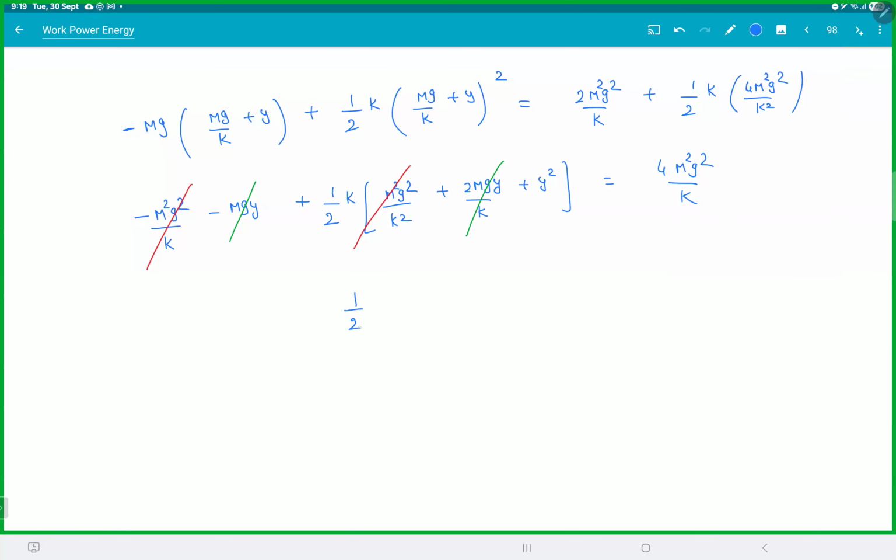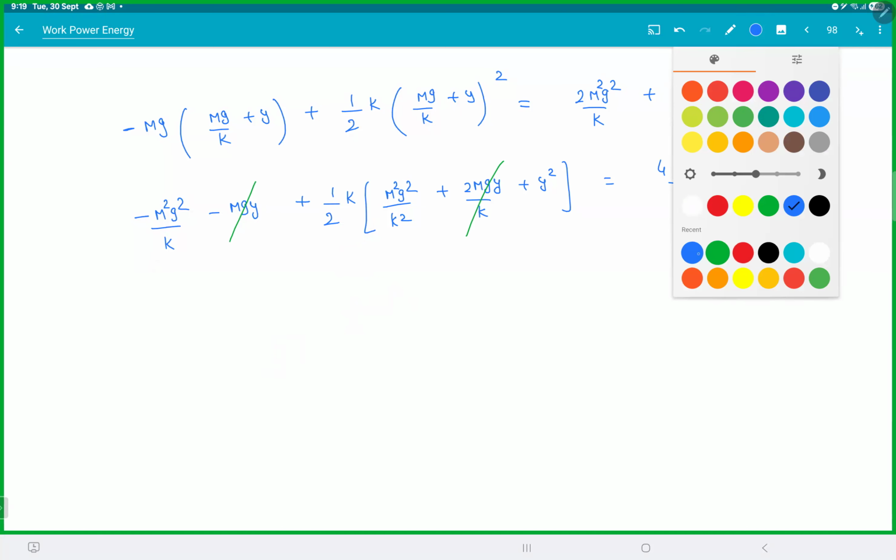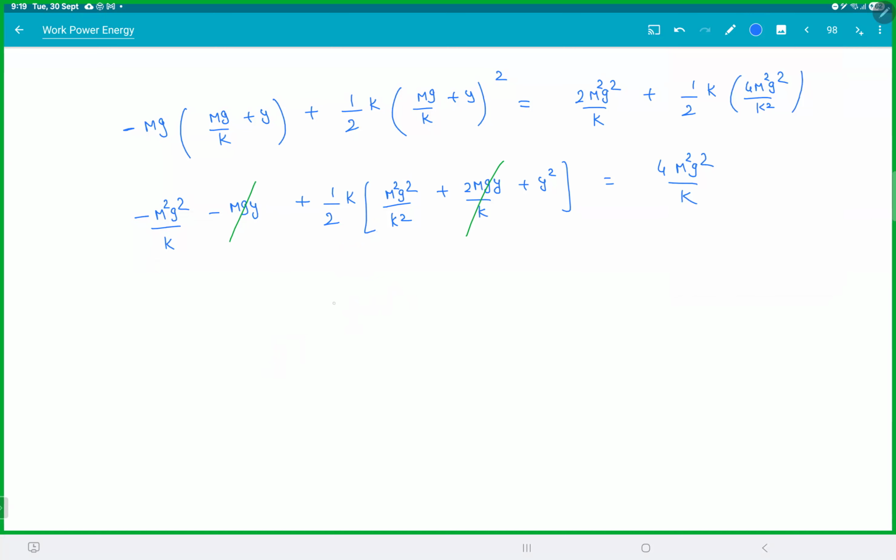So you are left with half k y square. No, wait, I messed up something, I guess. Will that get cancelled? Yeah, that should get cancelled. No, this will not cancel. That would be how much? Half k y square when it goes that side, m square g square by k. This will be 4 plus half, that would be 9 by 2. 2 goes off. We get y is equal to 3 mg by k.